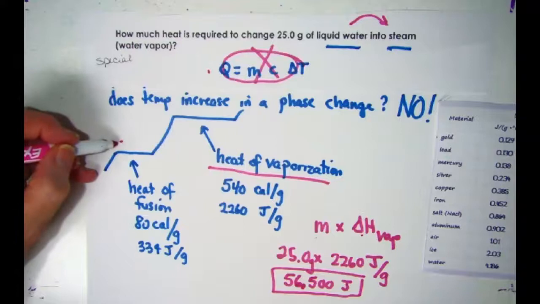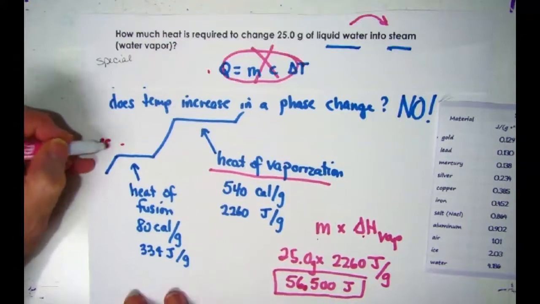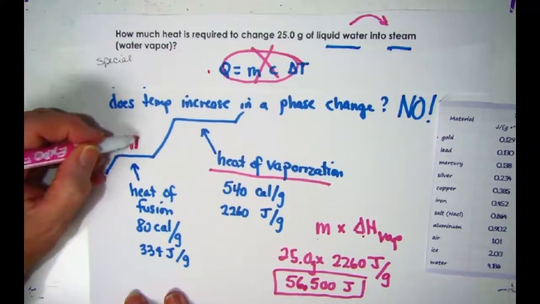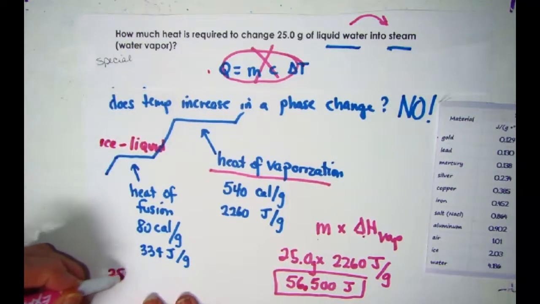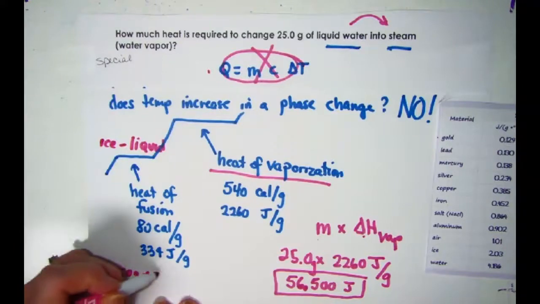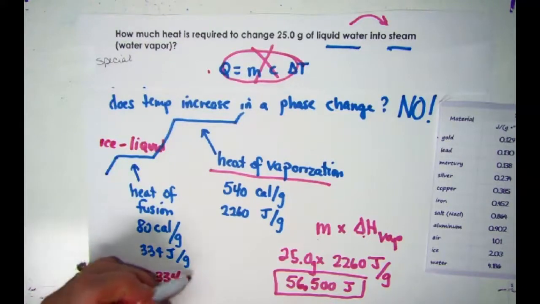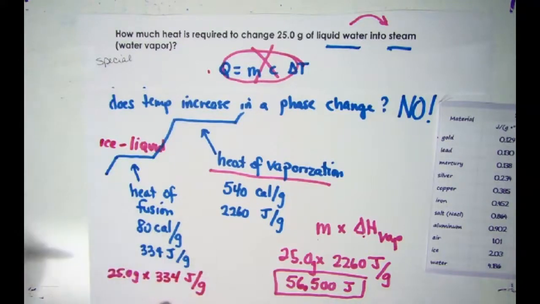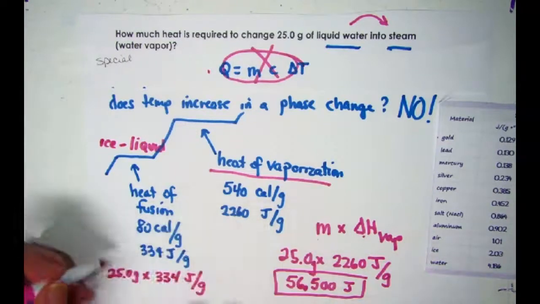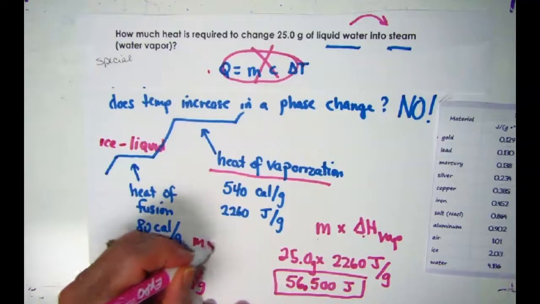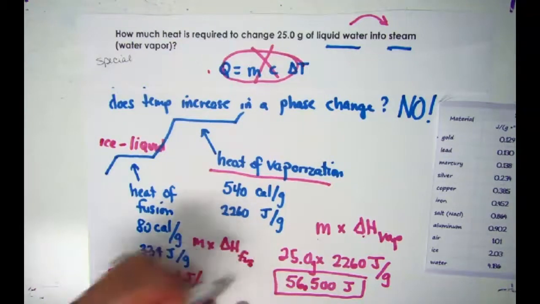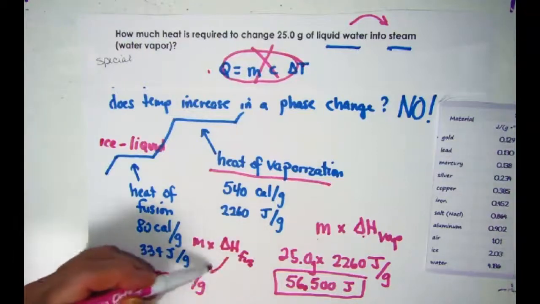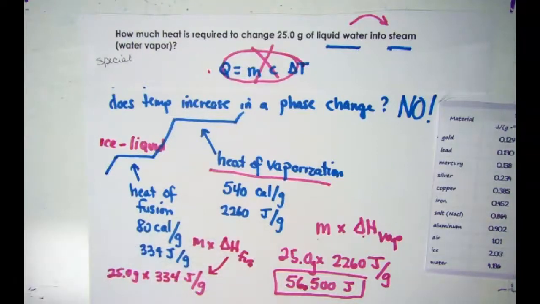If it was a melt, an ice to liquid problem, then it would have been 25 grams times 334 joules per gram. Okay, so it's either the mass times the heat of vaporization, or it's going to be the mass times the delta H of fusion. All right, so this is just kind of a thing for you to be able to see.